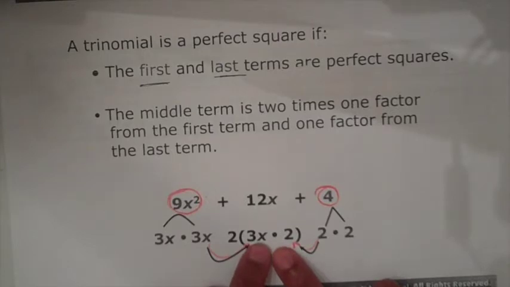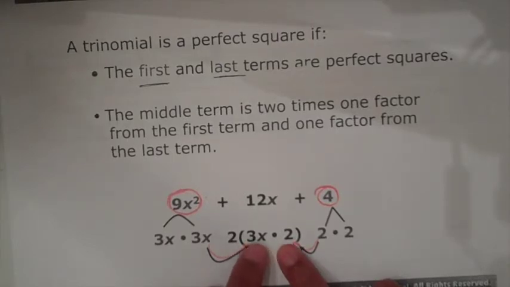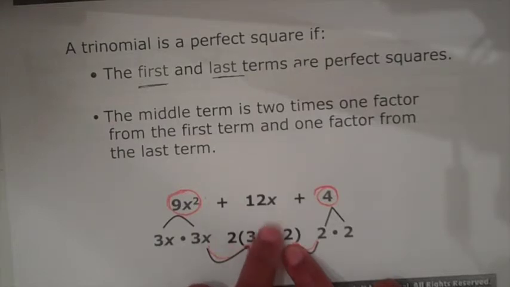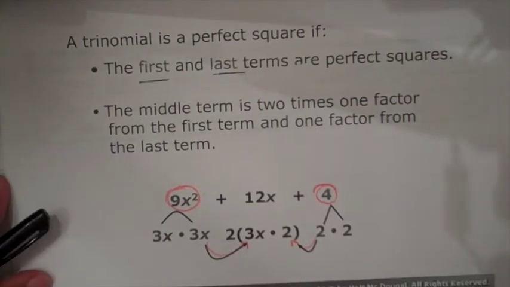To check the middle term, I need to see if the middle term is 2 times 3x times 2. In this case, 2 times 3 is 6, times 2 is 12x, so this time it matches up. It is, in fact, a perfect square.